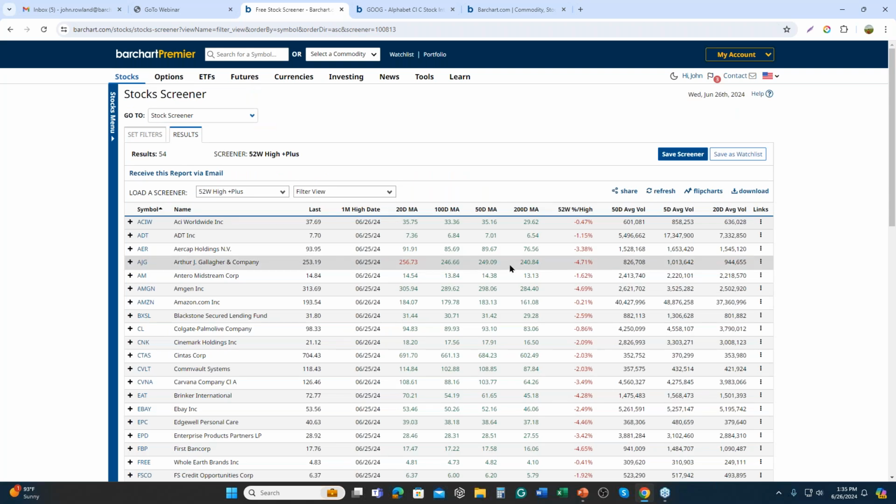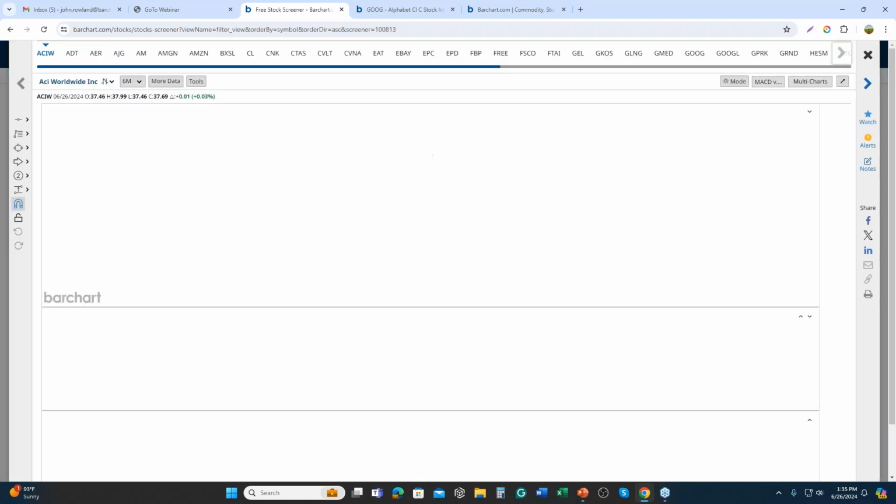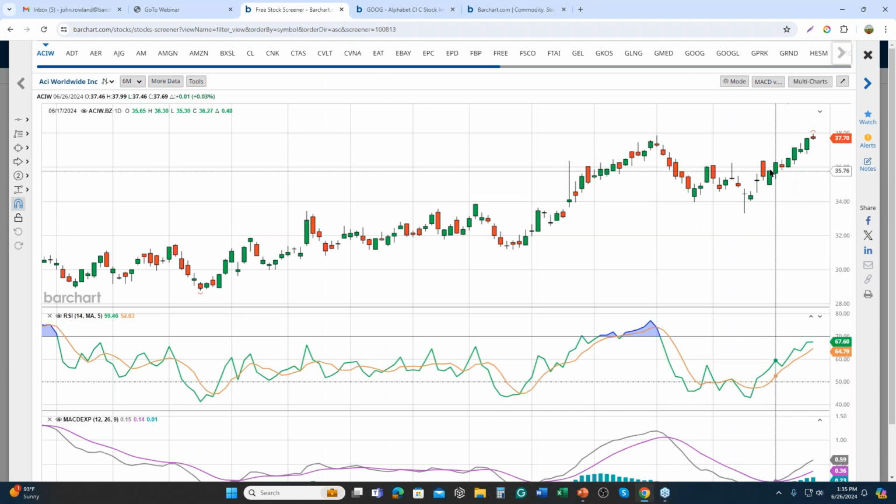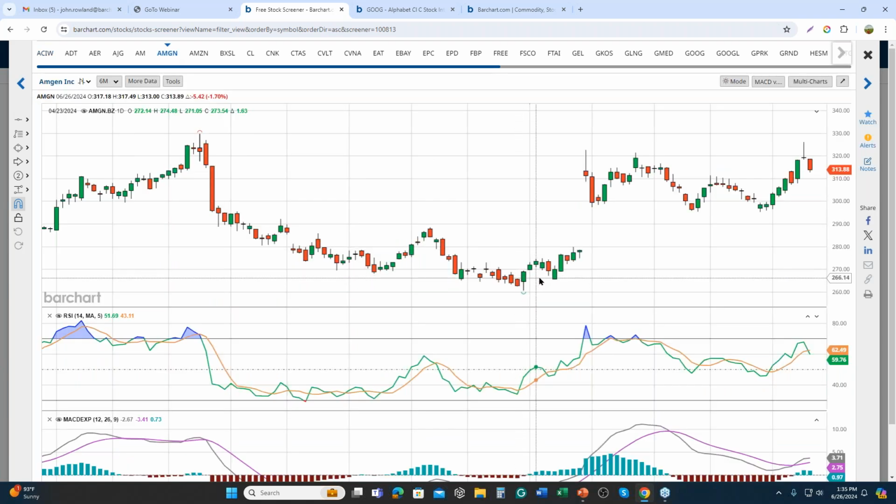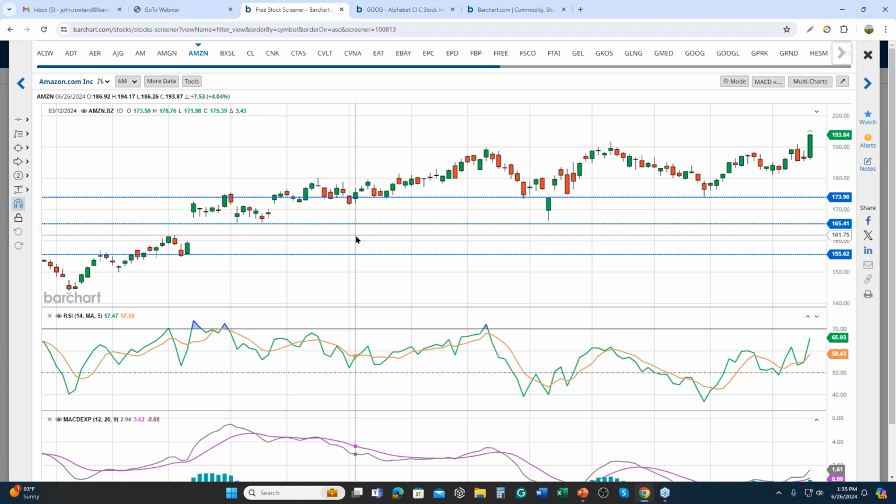So again, let's go to that. And again, we've got 54 stocks that I could go through. I can look at them. I could go into my flip charts and look for pattern recognitions. Here's one that it looks like it's just breaking out. Here's Amgen. I'm just going to go through a couple of these here, right? It looks like it's trying to break out. Maybe this is a stock I'm going to watch. Amazon, right? Today, I think Amazon is making a new 52-week high.